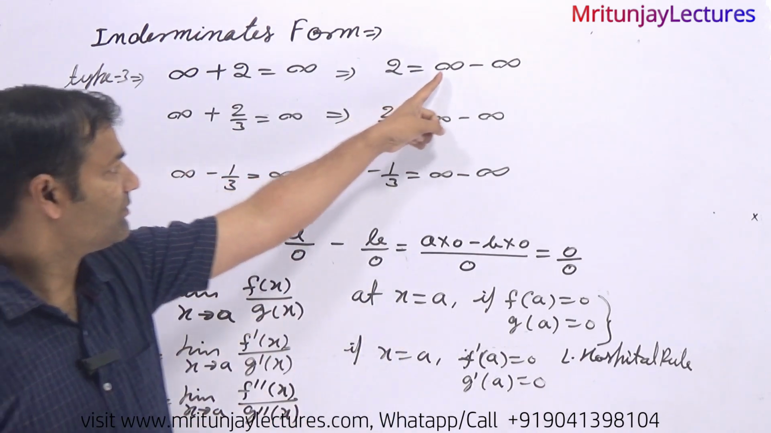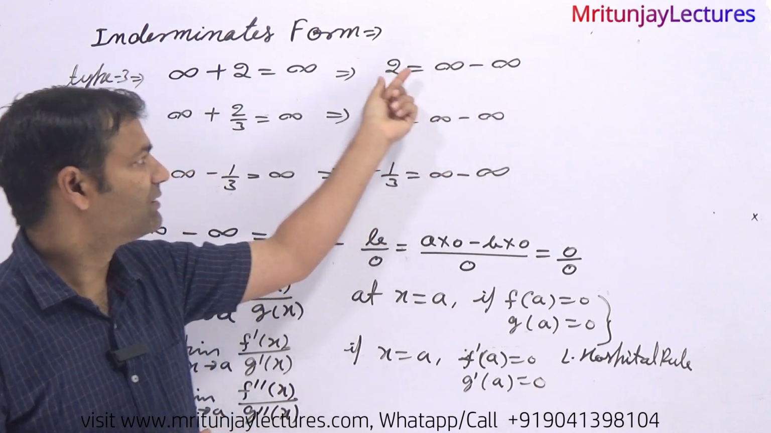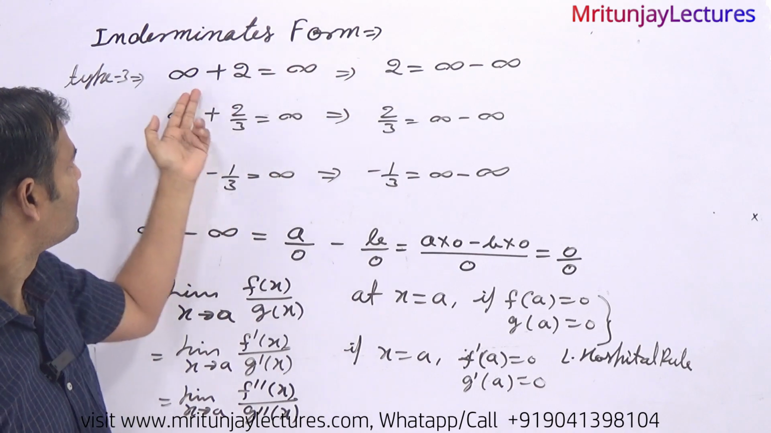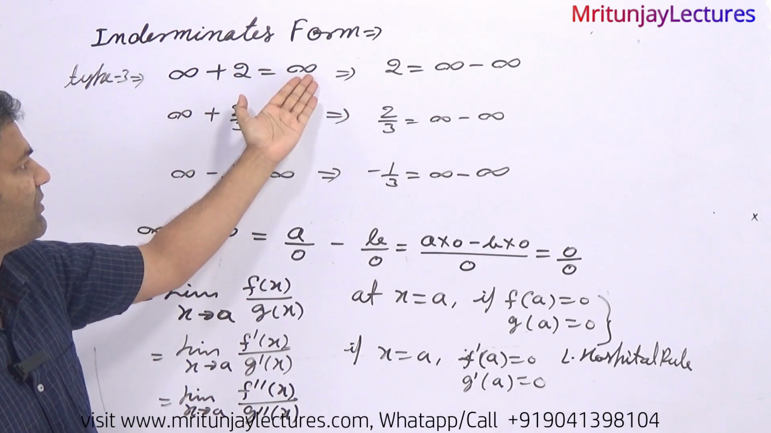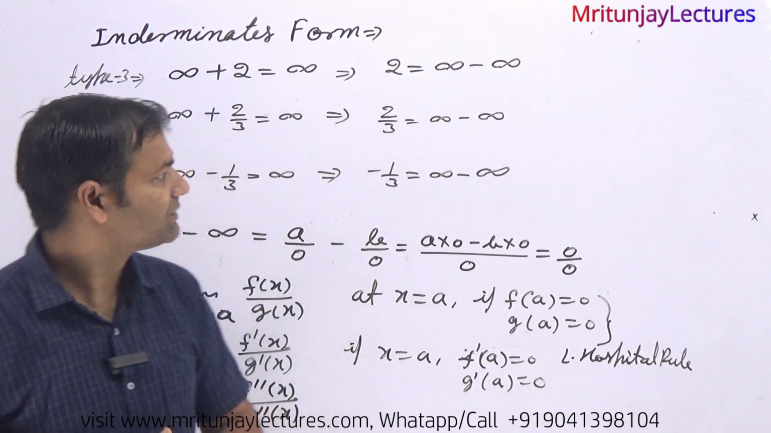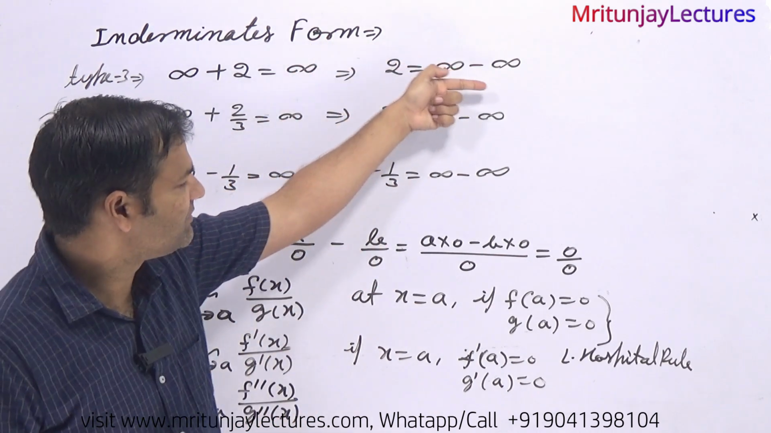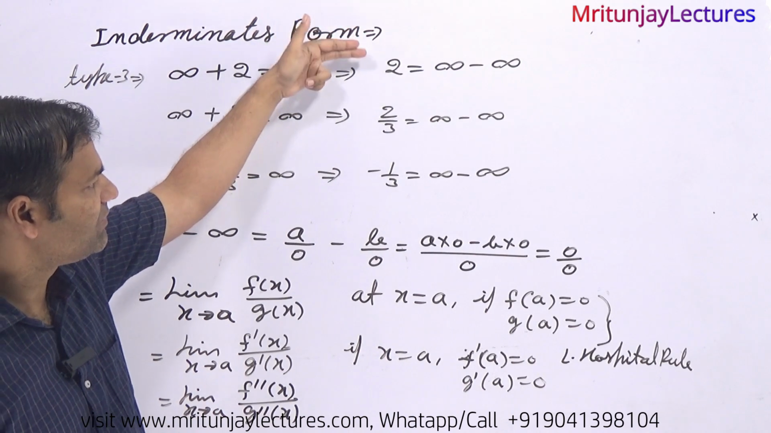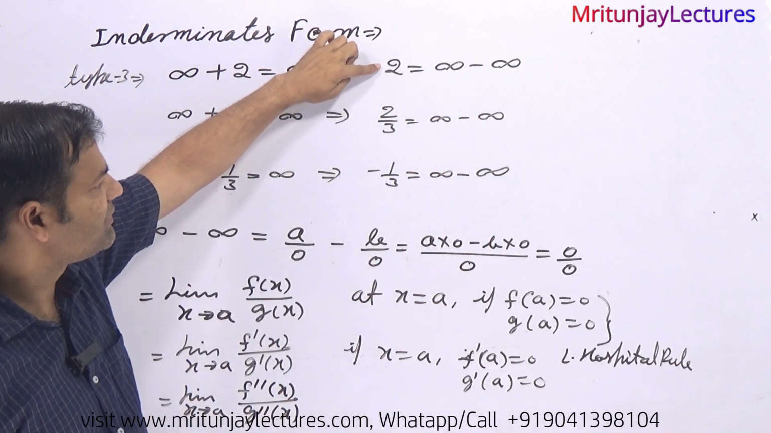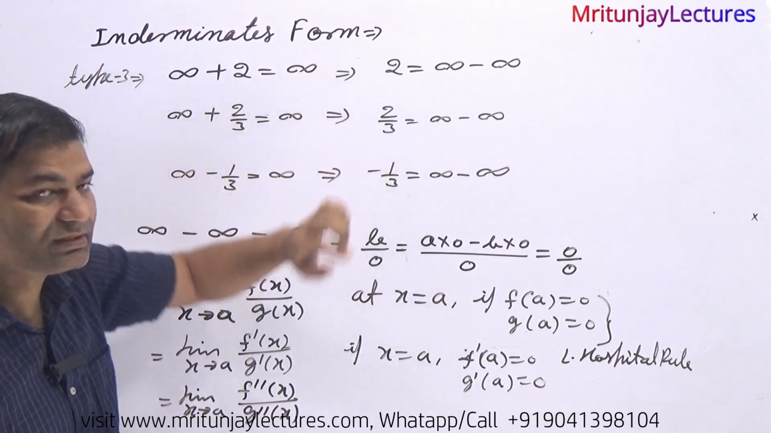Infinity minus infinity is also indeterminate. Why? Because it is not an exact value. You can say that infinity plus 2 is equal to infinity, and this can also be written like that. It means infinity minus infinity is not exact. What is the exact value? You cannot say. Here, sometimes some students say 2 by 3 minus 1 by 3.